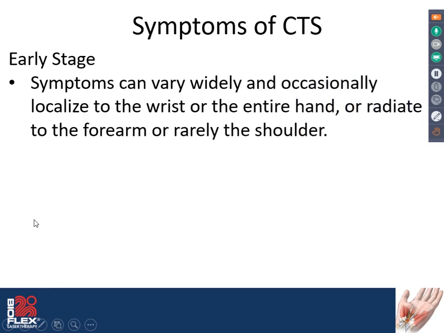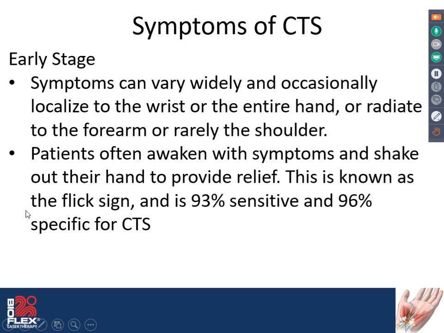In the early stages, symptoms can vary widely. They can even localize to the entire hand or the wrist, to other areas, or radiate around the forearm. Much more rarely does it radiate proximal to the elbow and into the shoulder, but that can happen. So sometimes a patient will talk about signs and symptoms, especially pain, proximal to the wrist, and that can occur in CTS, so just be aware of that as well. Of course, you should also be looking for double crush syndrome or other areas that may be causing similar symptoms.